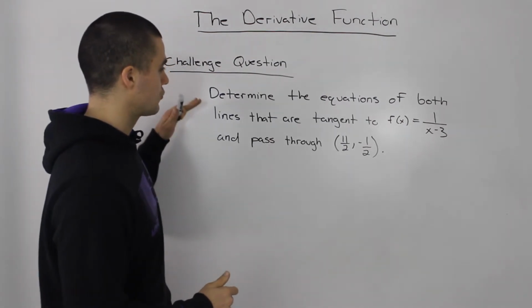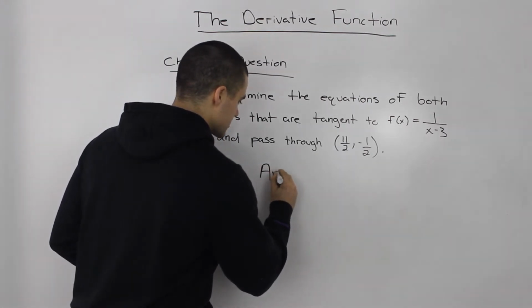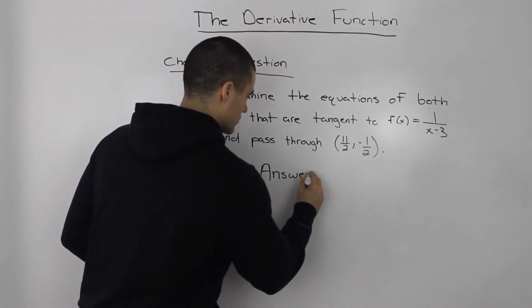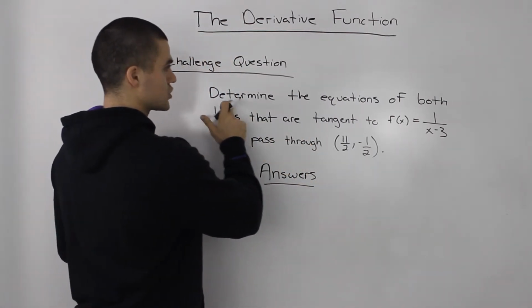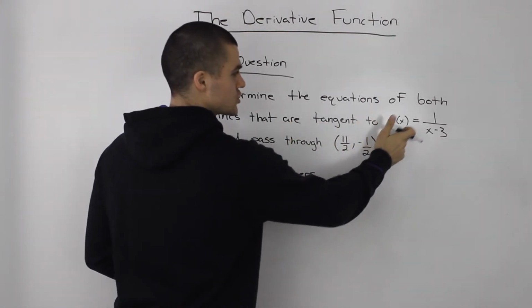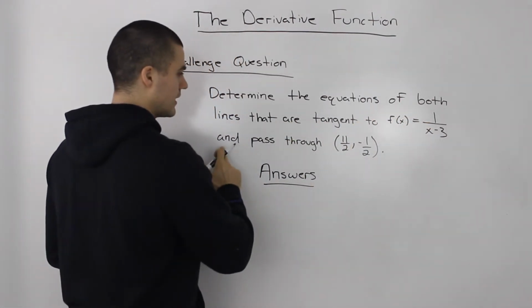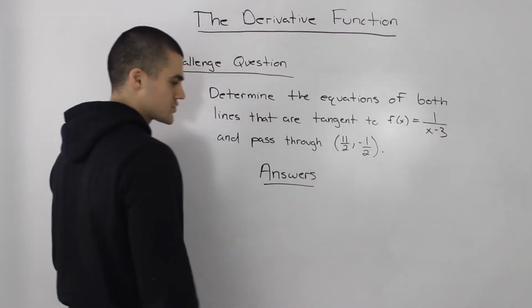So I'm not going to go through the process of how to answer it, but I'll give you the answers. First off, what's the question? I didn't even read it. Determine the equations of both lines that are tangent to the function 1 over x minus 3 and pass through the point (11/2, -1/2).